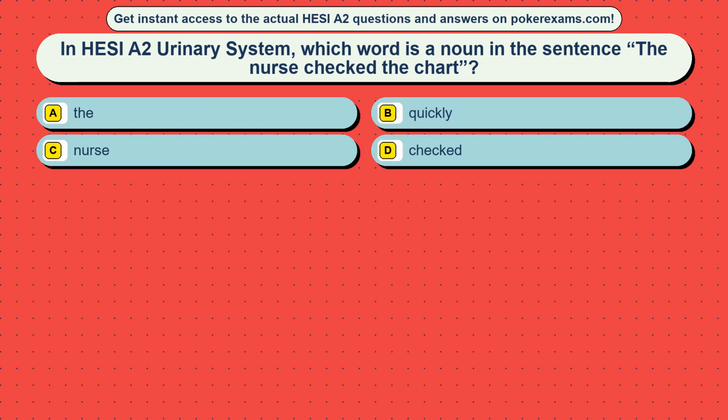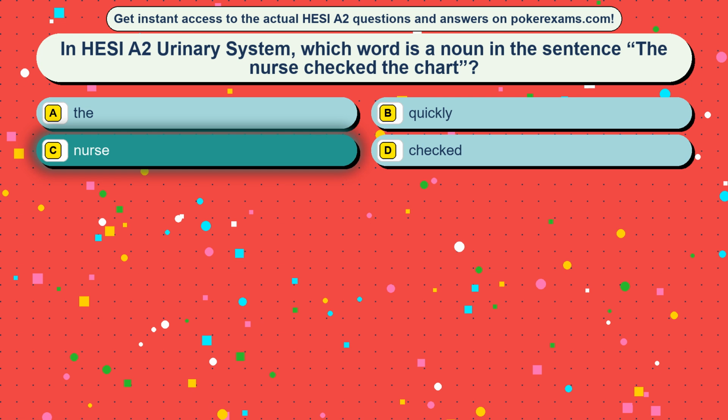Question 23. In HESI A2 urinary system, which word is a noun in the sentence "The nurse checked the chart"? Option A, the. Option B, quickly. Option C, nurse. Option D, checked. The correct answer is option C, nurse.